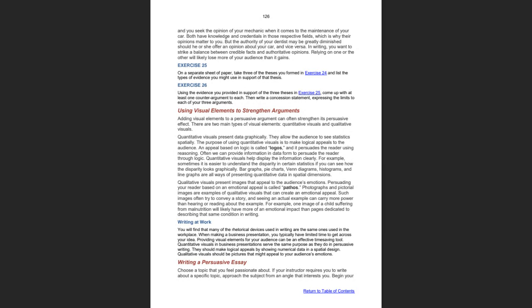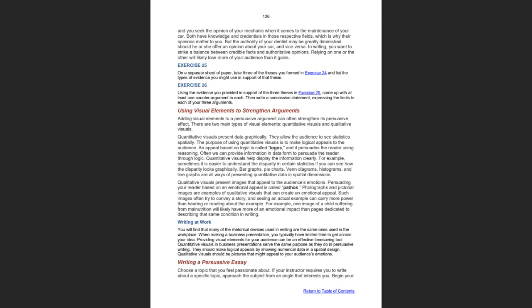Bar graphs, pie charts, Venn diagrams, histograms, and line graphs are all ways of presenting quantitative data in spatial dimensions. Qualitative visuals represent images that appeal to the audience's emotions. Persuading your reader based on the emotional appeal is called pathos. Photographs and pictorial images are examples of qualitative visuals that can create an emotional appeal. Such images often try to convey a story, and seeing an actual example can carry more power than hearing or reading about an example. For example, one image of a child suffering from malnutrition will likely have more of an emotional impact than pages dedicated to describing that same condition in writing.